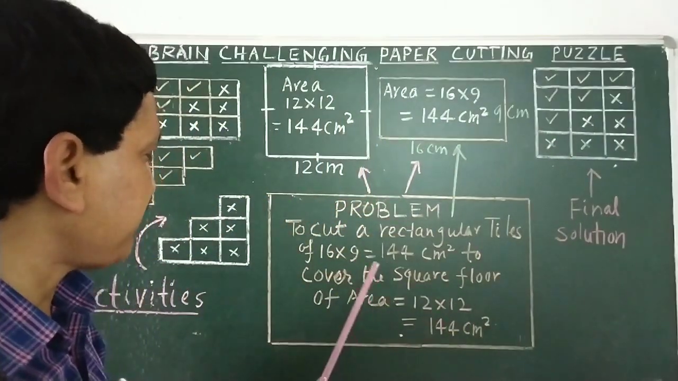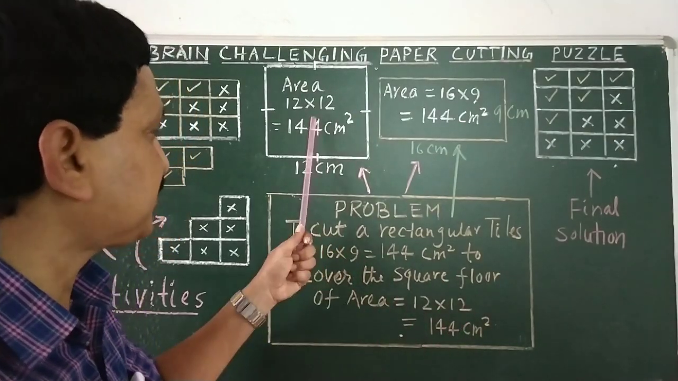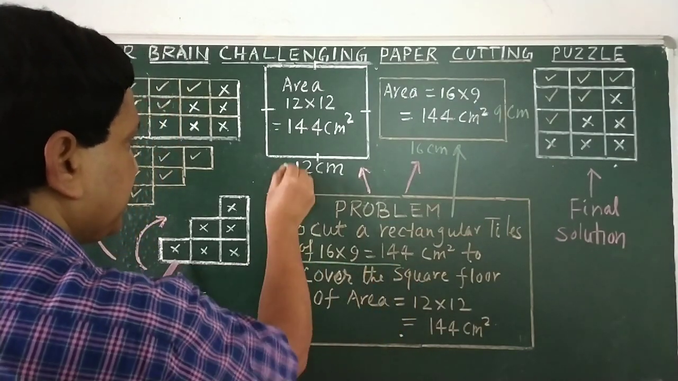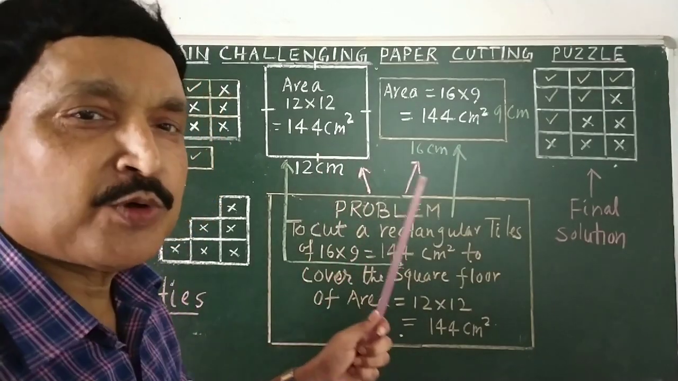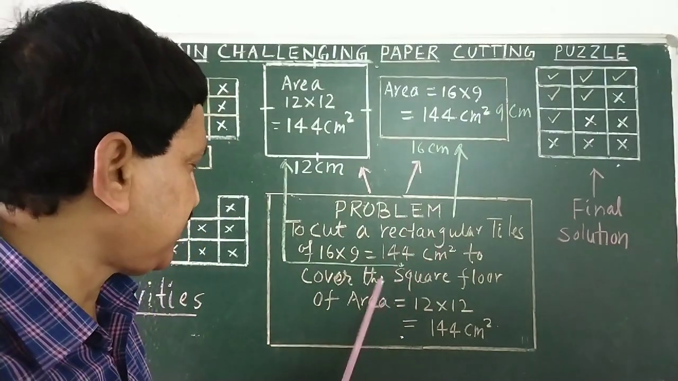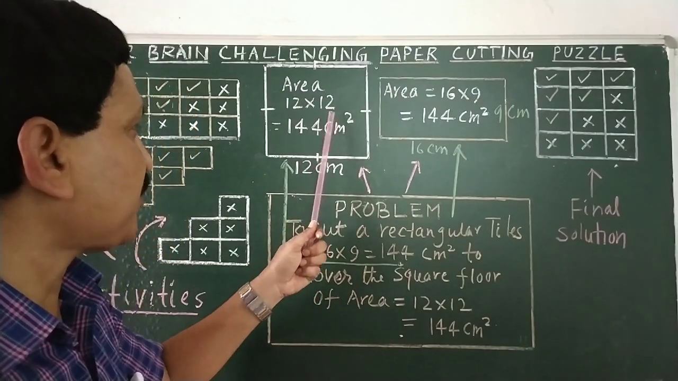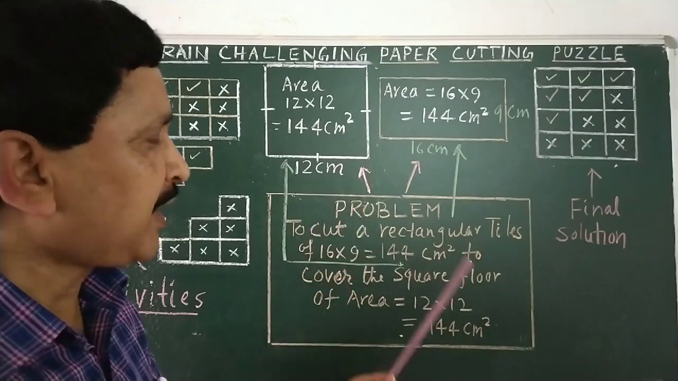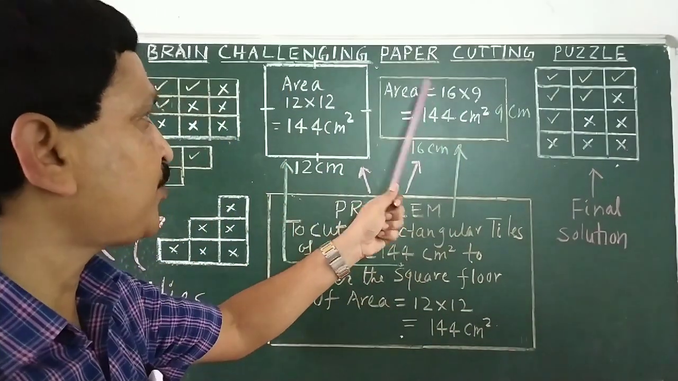Now at the same time, there is a square floor to cover. This is a square floor, just see. The square floor has 12 cm on each side, and its area will be 12x12, 144 cm square. Now you have to cut. The problem is, this is the problem part.